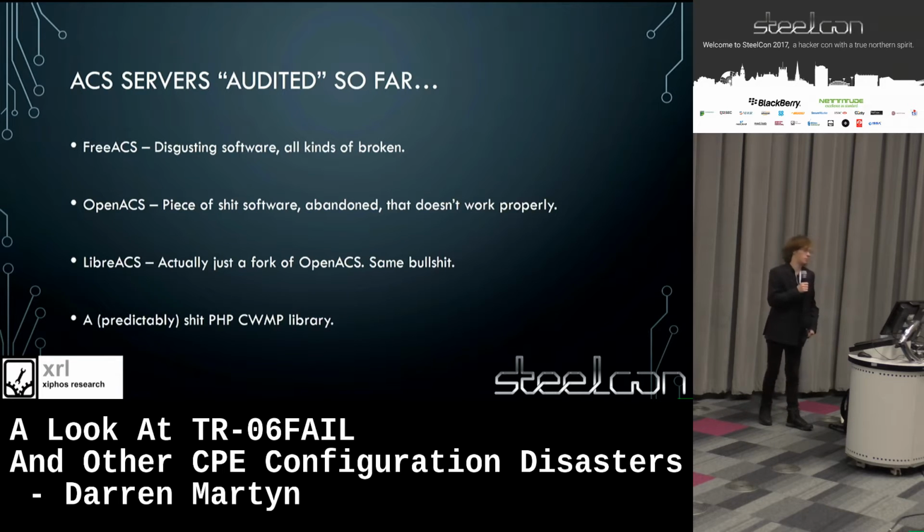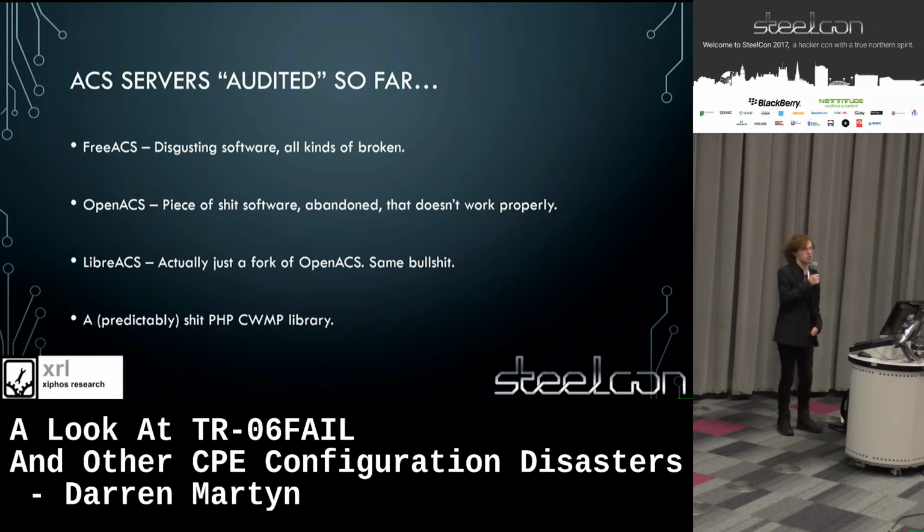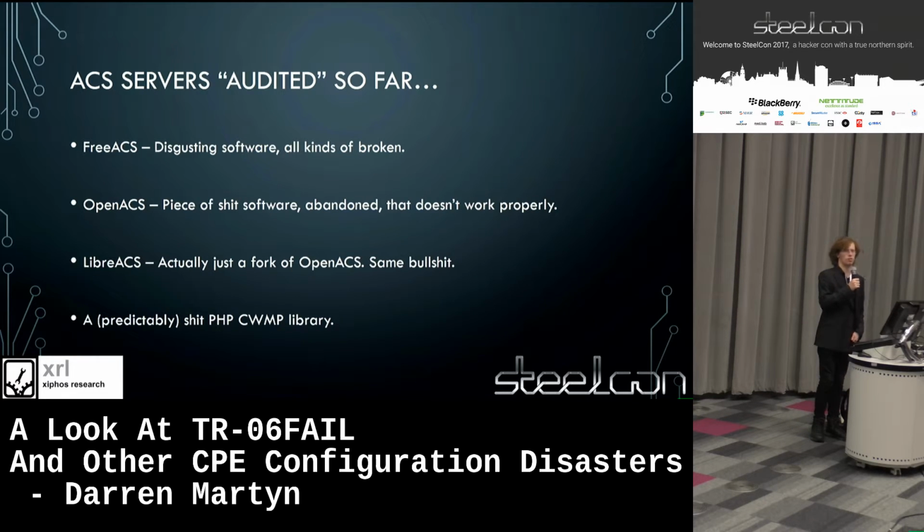So far, this is actually an incomplete list. I've broken FreeACS, OpenACS, LibreACS, and I've also broken a PHP CWMP library, which allows you to build your own ACS server in PHP because everyone wants to do that. I also audited a thing called Perl CWMP, which is another open source ACS implementation written in Perl, because why not? Apparently if you're going to work with XML, you have to write it in Perl or Java or PHP and not in a good language. So, some work has been done here.